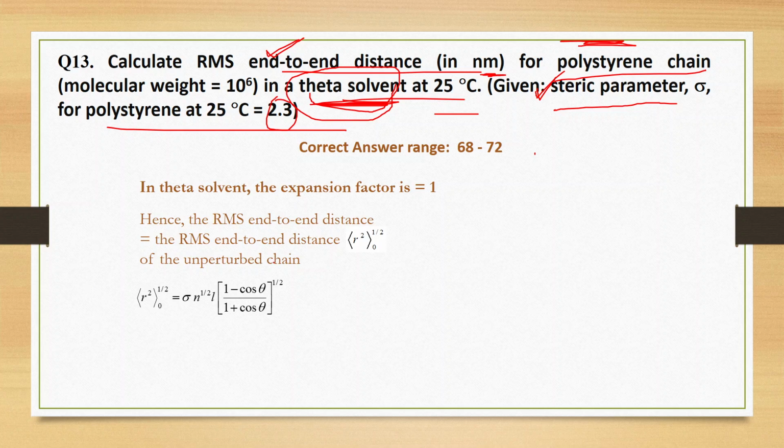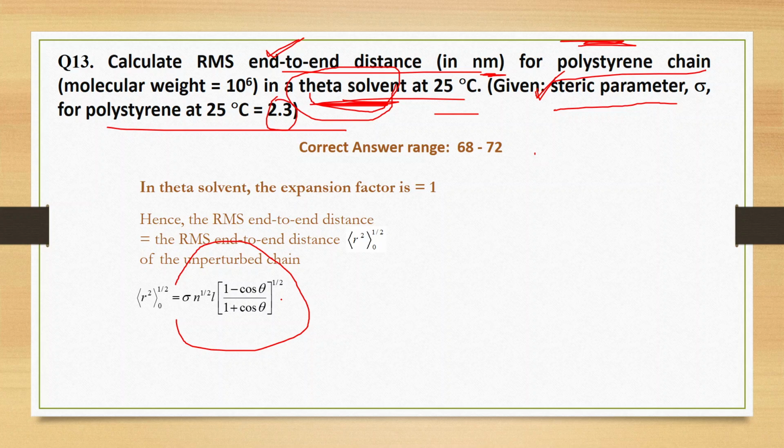So the formula that you need to use here is this one: sigma into the power half, L, (1 minus cos theta over 1 plus cos theta) to the power half. Instead of writing 1 minus cos theta by 1 plus cos theta, it is better to write that as tan theta by 2. So you can solve the problem very quickly like this. That becomes tan theta by 2, which is convenient for you.